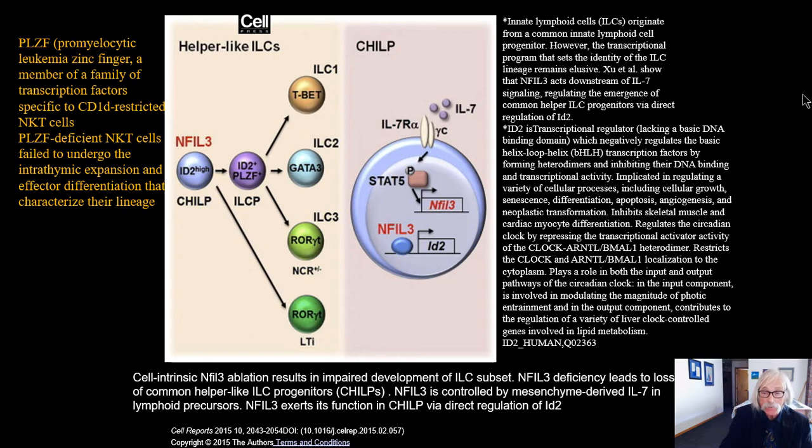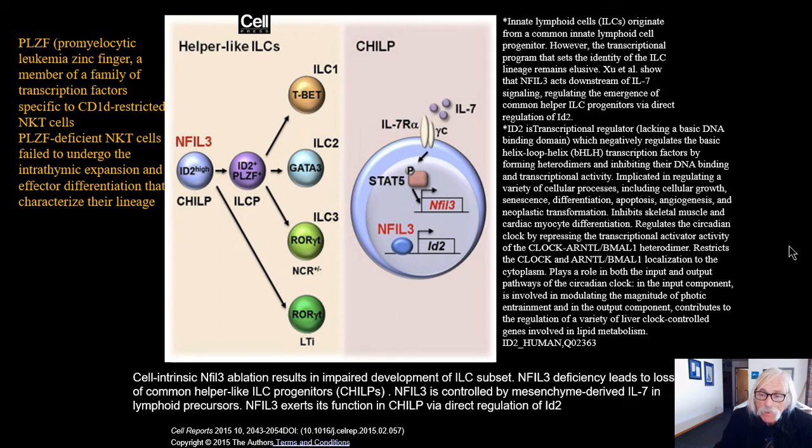Okay, so it's a repressor of normal gene expression at the transcriptional level by BHLH type transcription factors. There you go. It's implicated in regulating, ID2, okay, implicated in regulating a variety of cellular processes, including cellular growth, senescence, that's the aging process, differentiation, apoptosis, angiogenesis, neoplastic transformation. I'll name a few. That sounds like quite a lot, right? It actually inhibits at the specific level skeletal muscle and cardiac myocyte differentiation. That means it's related to pathologies and diseases.